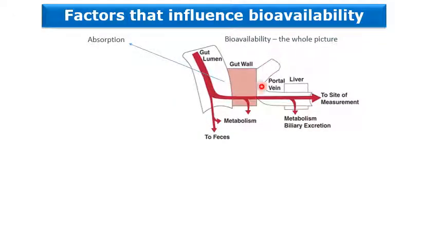Some of the factors that influence the bioavailability include that some of the drug is lost within the feces and will not pass through the wall. Some drugs will be metabolized in the gut wall, and others that pass through the gut wall might be metabolized in the liver, and then the remaining fraction will reach the systemic circulation.